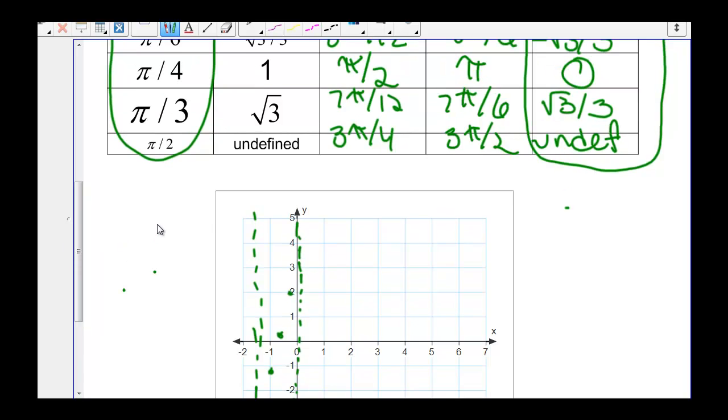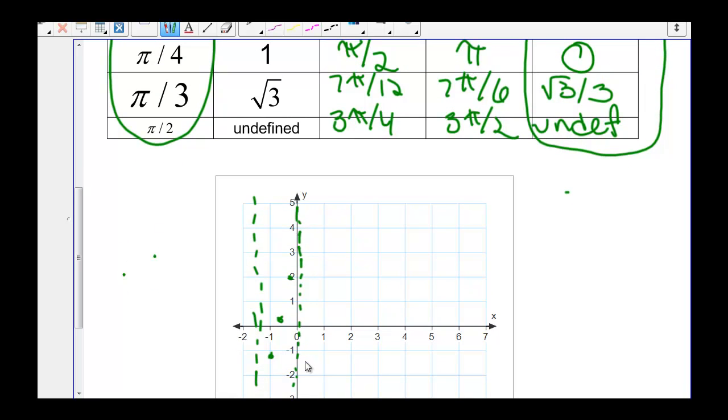At pi over 6, we're at negative square root of 3 over 3. At pi over 4, we're at 0. At pi over 3, we're at square root of 3 over 3. And at pi over 2, we are undefined again, so we have another asymptote. So our graph of this tangent function looks like this. Notice that we have shrunk our graph horizontally by 2 and also moved it over by pi over 4.